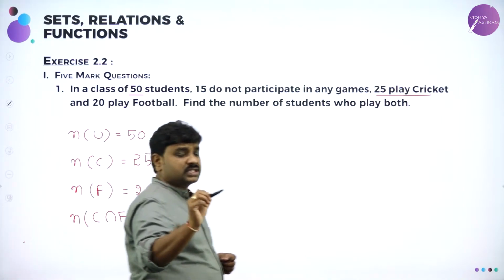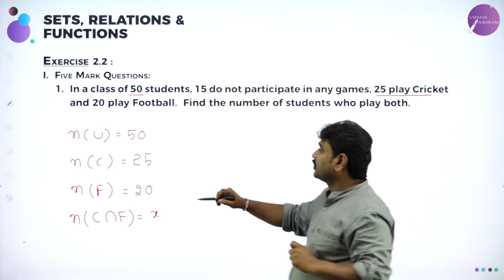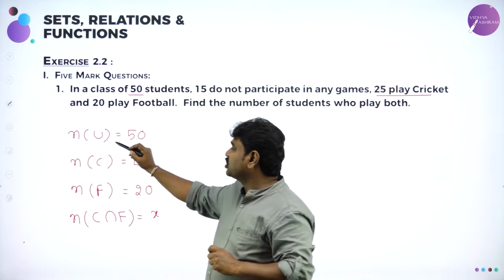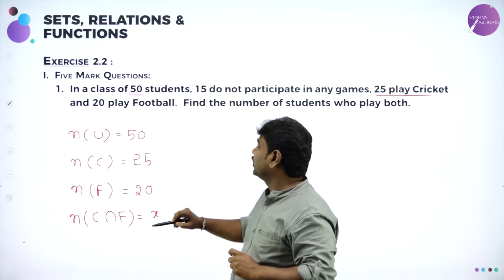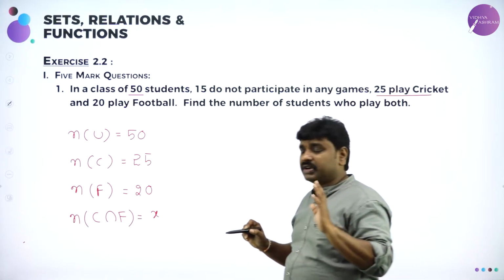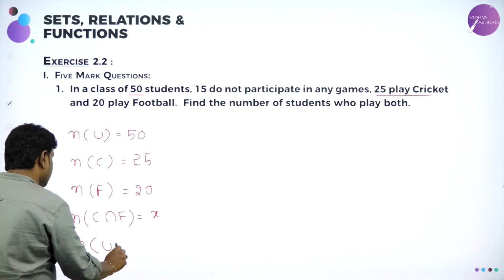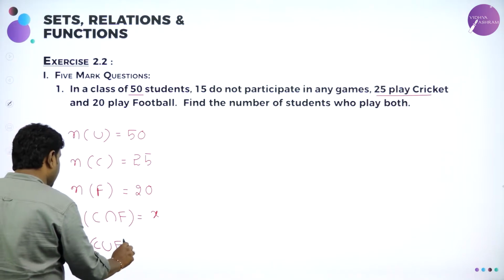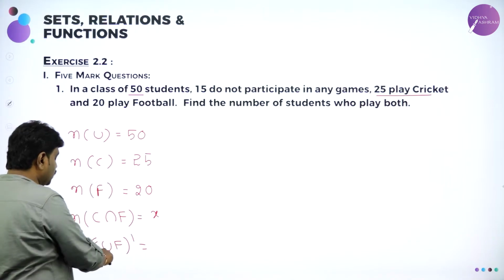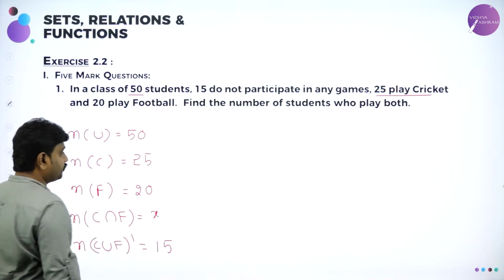So dear students, whenever you want to solve a problem, first read and write what is given. In a class of 50 students they told, total 50 students are there. Total means universal set. n of U is 50. 15 do not participate in any game, they told. So I call that as n of (C union F) dash. They do not belong to this and this, so the complement of C union F, that is 15. This is also given.